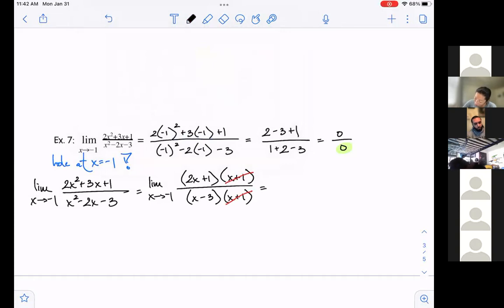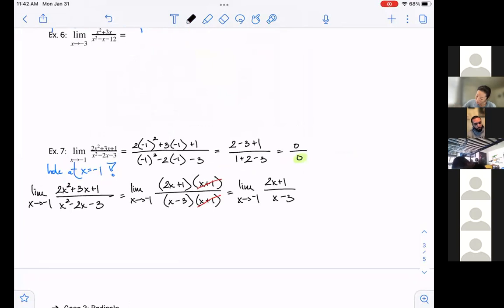This is lovely because we can reduce the x plus 1s. And now we can try plugging in our -1 again, but to a more simple looking fraction. Okay. We plug in our -1, get 2 times -1 plus 1 over -1 minus 3. And I believe we end up with a -1 over -4, which, as someone had mentioned earlier, with those two negatives, is going to be positive. So we end up with a positive 1/4.